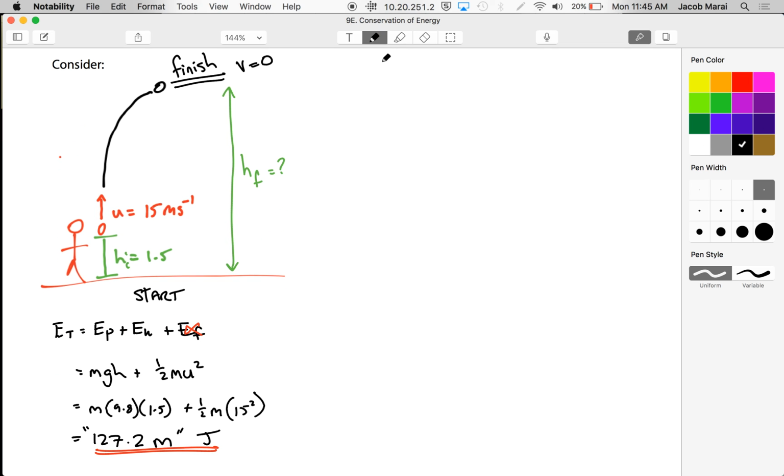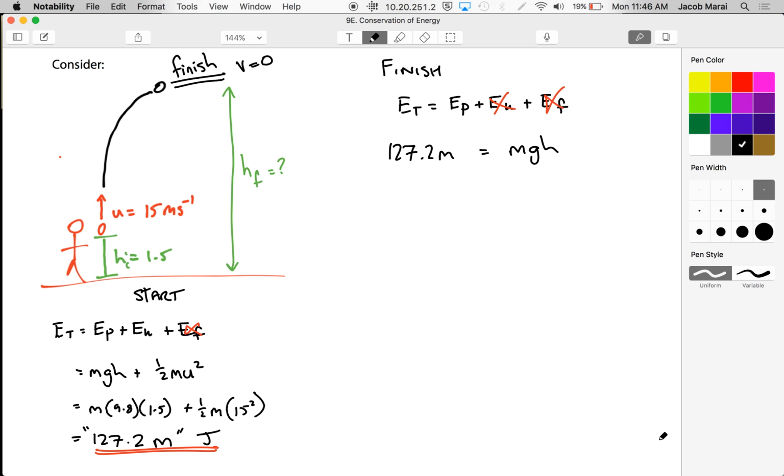Let's go to the finish now. We would say that the total energy is EP plus EK plus EF. Since v equals 0, we can cancel out the kinetic energy. We get that the total energy, all 127 m joules, is now in the form of potential energy. It's at its highest point, it's got its maximum potential, it's stationary, it's got no kinetic. We can say that 127.2 m equals mgh.